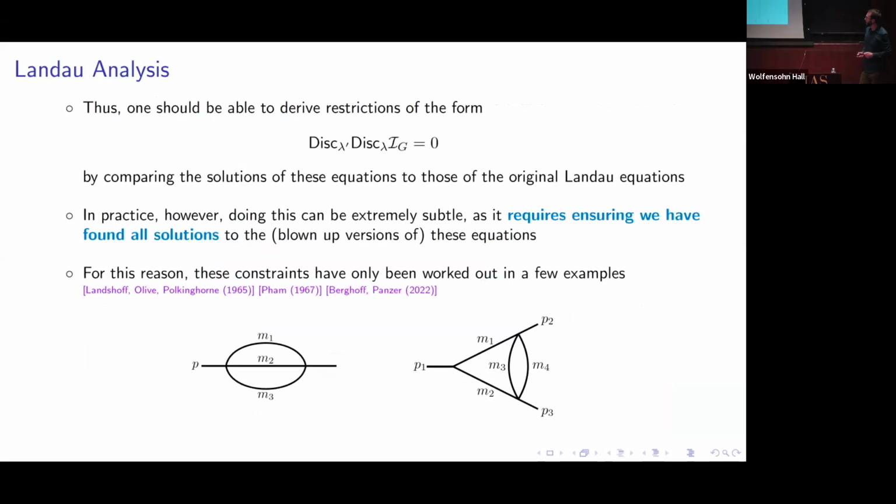In practice, however, doing this is extremely subtle, and that's just because we're still not all that good at making sure we found all solutions to the Landau equations. In particular, we want to know for this purpose not just the kinematic locations of these singularities, but where they arise in Feynman parameter space or in loop momentum space. So for this reason, these types of constraints have only been worked out in a handful of examples. So for instance, at 1 loop and then at 2 loop for the sunrise and the ice cream cone integral.